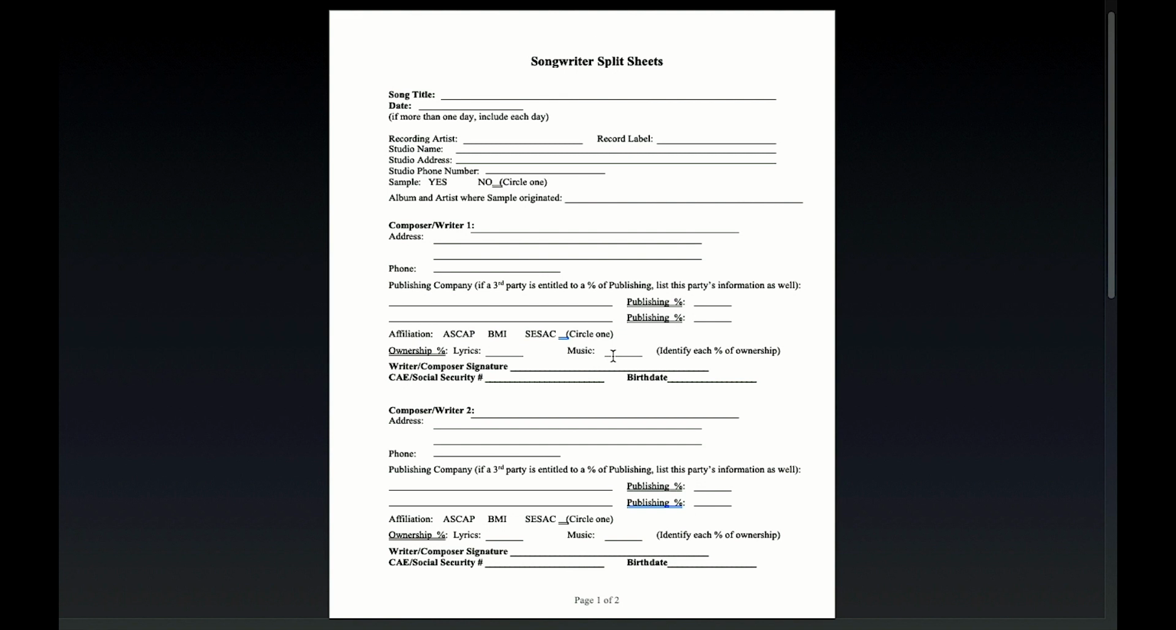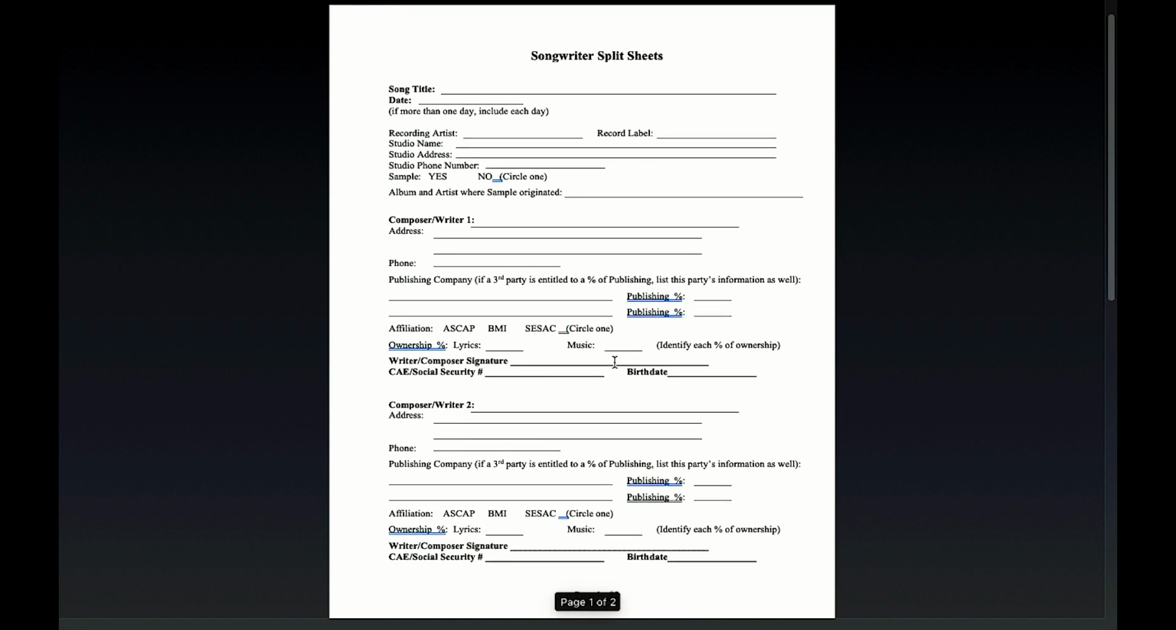And you also would have the writer or composer's signature and their CAE number or their social security number and their birth date. That's very important just so you can verify people's identities. A lot of people like to go by aliases, etc. When it comes to these official documents, you would go by your government name. And there's also places here for other composers and writers.